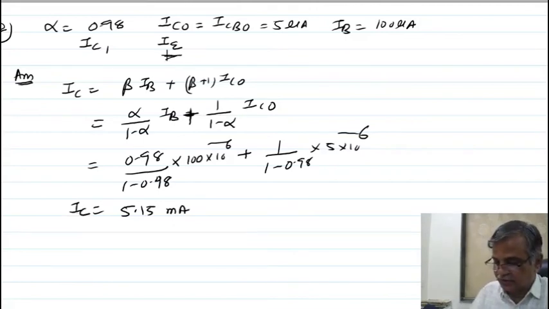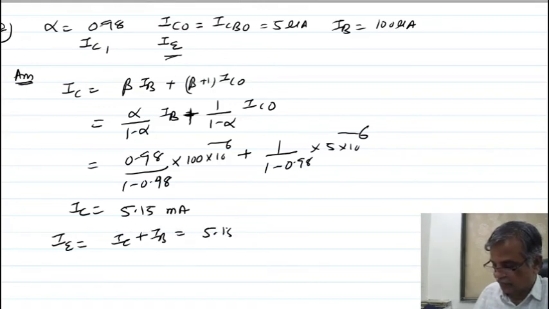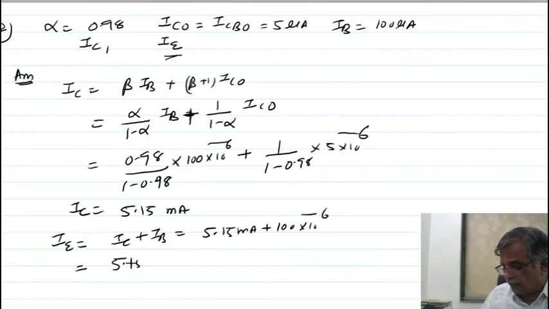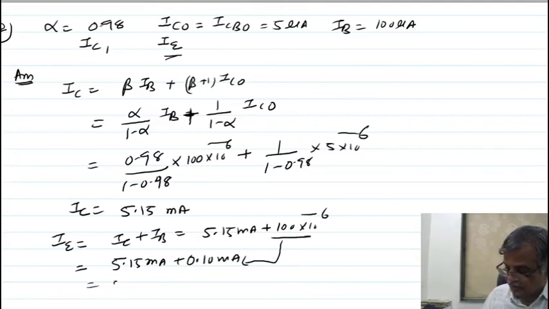Second, you will find emitter current. So emitter current is the collector current plus base current. 5.15 milliampere plus 100 into 10 raised to minus 6, that is 5.15 milliampere plus 0.10 milliampere. So I can write 5.25 milliampere.